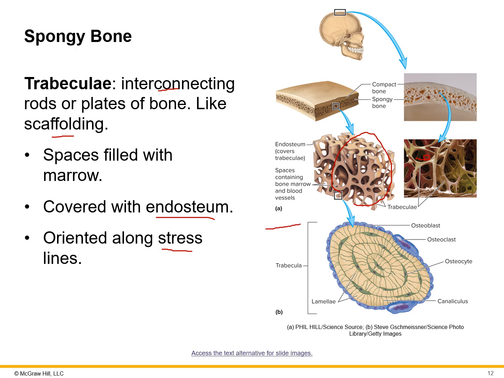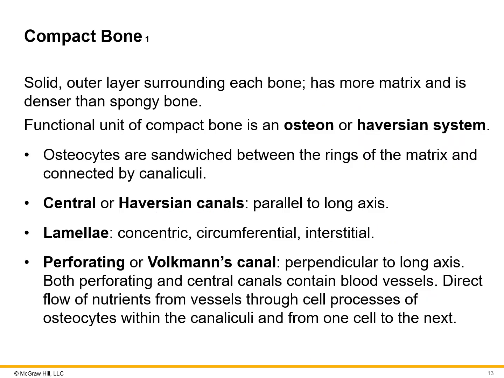This is showing under the microscope what these look like, and we'll be looking more at what these cells actually look like in a minute. But these trabeculae are made up of these osteoclasts and osteocytes, but ultimately they form the spongy or hole-filled type of bone called the spongy bone. Now, compact bone, as the name implies, is solid, more the outer layer that surrounds each bone. So it has more matrix and is denser than the spongy bone, so it's more packed. We don't have all those open spaces in there.